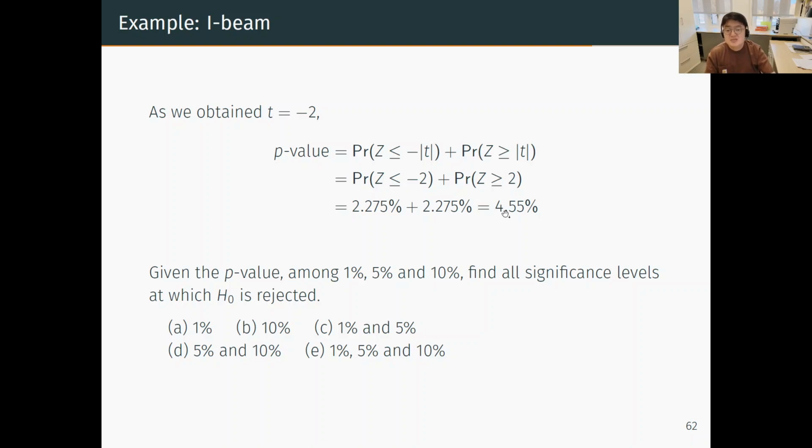Okay. So then in this case, given this p-value, now let's think about when you can reject the null hypothesis among 3 most common significance levels, right? 1%, 5%, or 10%. When can you reject the null hypothesis?